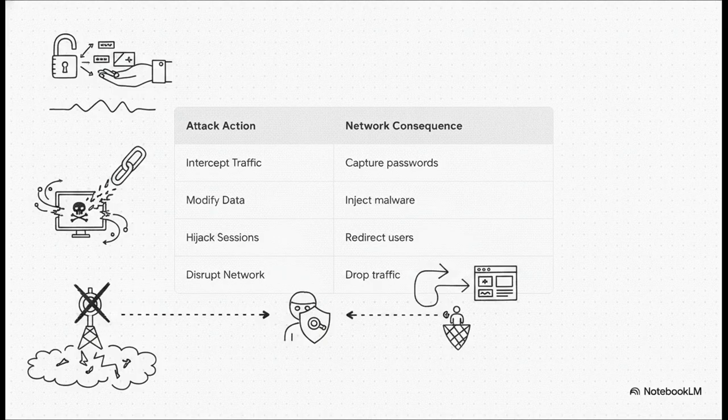Or fourth, if they just feel like causing chaos, they can disrupt network availability entirely by simply dropping your traffic instead of forwarding it onto the router. That essentially creates a silent, highly targeted denial of service.